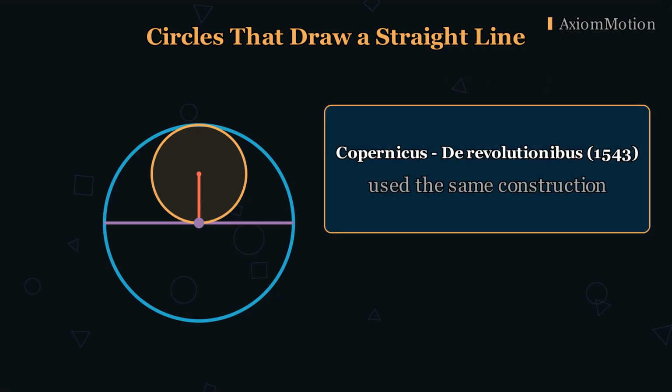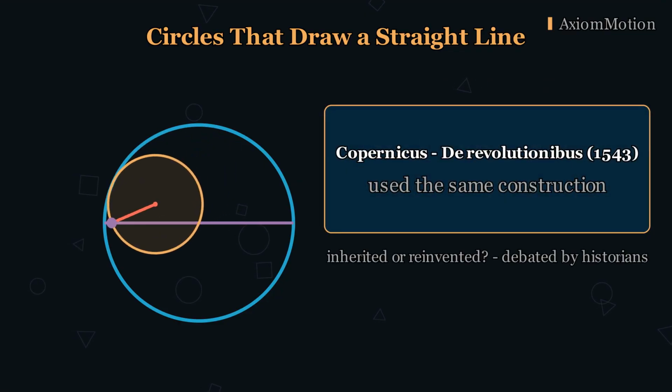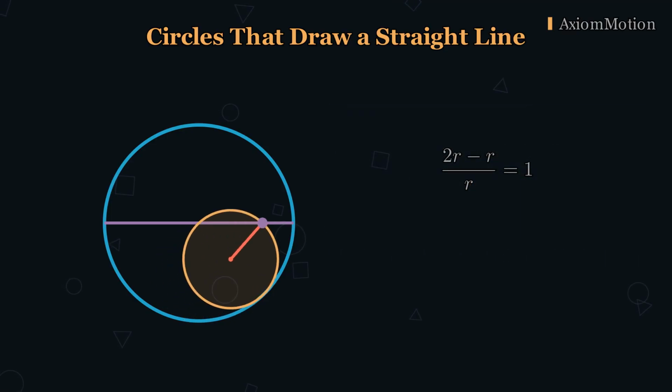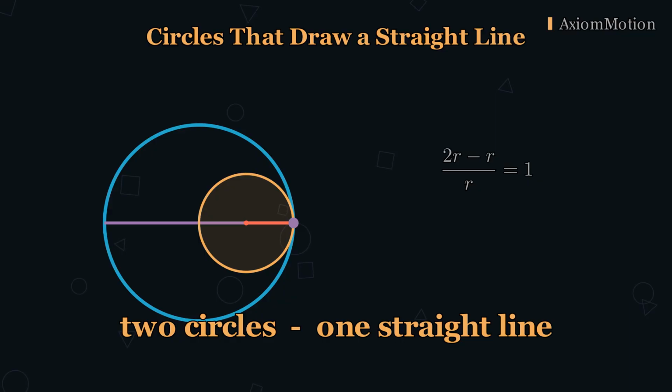3 centuries later, Copernicus used the same construction in the book that put the Sun at the centre of the solar system. Whether he inherited it from Tusi's school of astronomers or reinvented it independently is still debated by historians. 2 circles, 1 straight line, and our formula predicted it with a single subtraction. Now let us see how far the formula really goes.